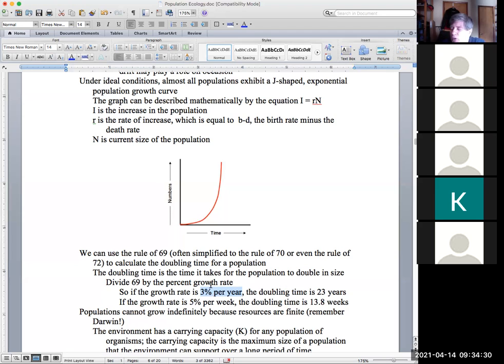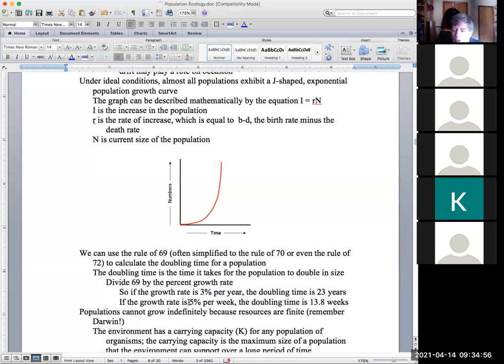Notice if we're looking at a population that has a negative growth rate, we obviously can't calculate the doubling time, because if you think about it, a negative growth rate, if the growth rate is minus 2%, a minus 2% growth rate means the population is getting 2% smaller each year. So it's not going to double at all.